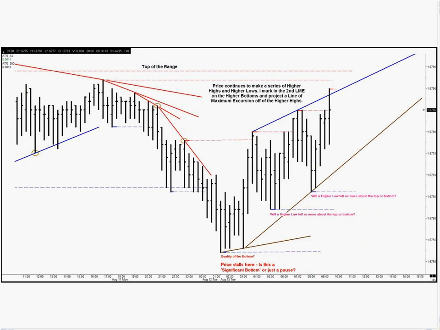All right. Price continues higher. It makes a series of higher highs and higher lows. And I mark in the second line a maximum excursion, which I shorthand LME, on the higher bottoms, and I project a line of maximum excursion off of the higher highs. So I know this view, and by connecting the current pullback, I've got this view, and you can see there's quite a bit of difference between the two. Tells me price is accelerating nicely.